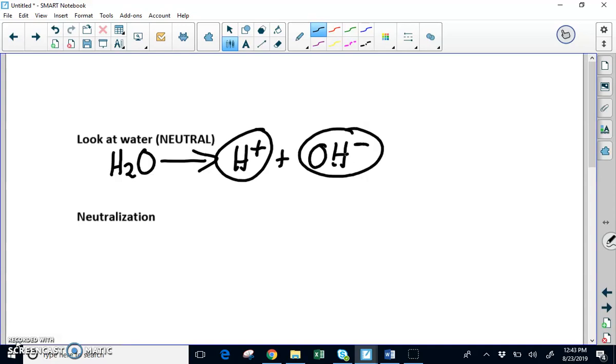Now, there's something called a neutralization reaction. A neutralization reaction is when you mix equal amounts, it has to be equal amounts, of a strong acid, and hydrochloric acid, HCl, is a strong acid, with equal amounts of a strong base.